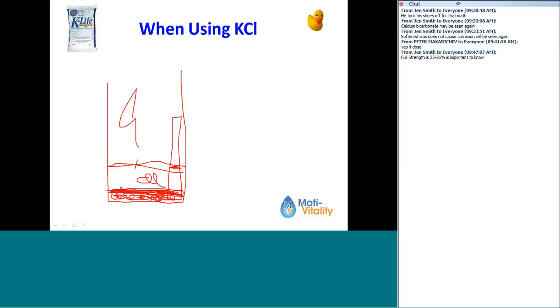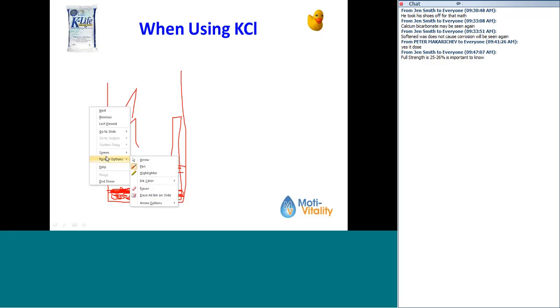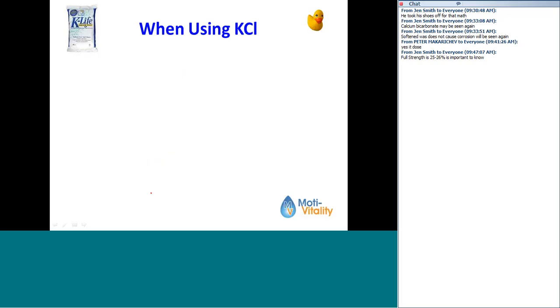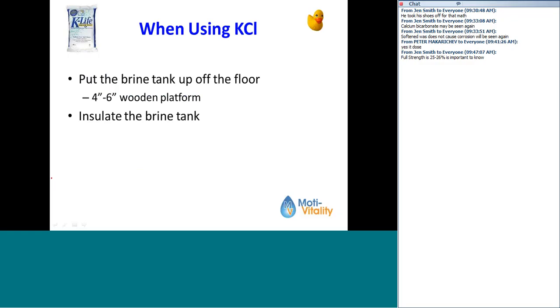But with potassium chloride, typically you've got to get that thing out and clean it out every couple of years, break that stuff off the bottom, and keep it cleaned out. Another way to help prevent that is to put the brine tank up off the floor. So you build a 4 to 6 inch wooden platform, and also insulate the brine tank because temperature can make a difference. Temperature fluctuations will make it worse.